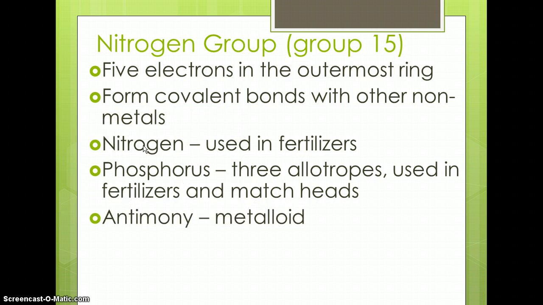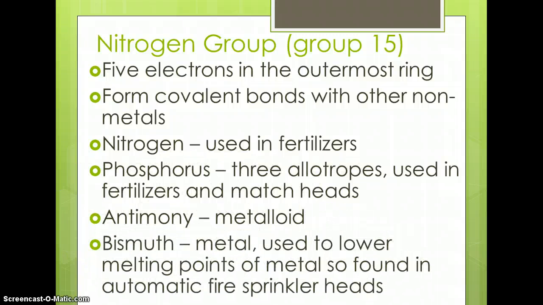Antimony, so if we continue going down the chart, antimony is a metalloid. And bismuth is a metal. What bismuth is used for is kind of unique. It's used to lower the melting points of metal. And so we find it a lot in automatic fire sprinkler heads.